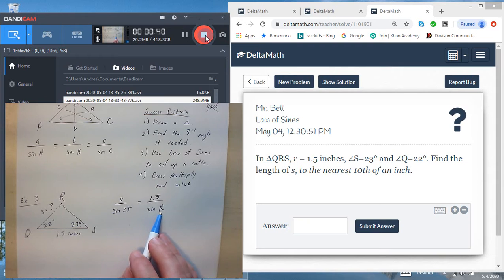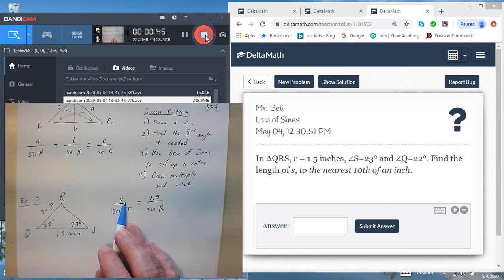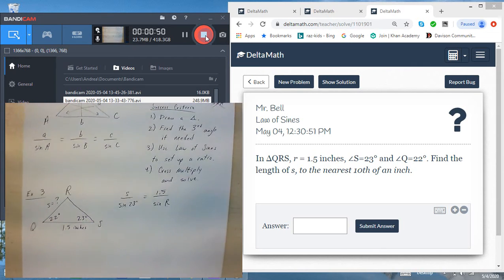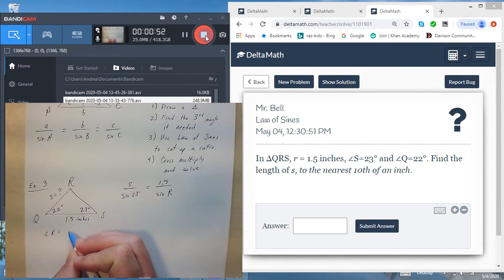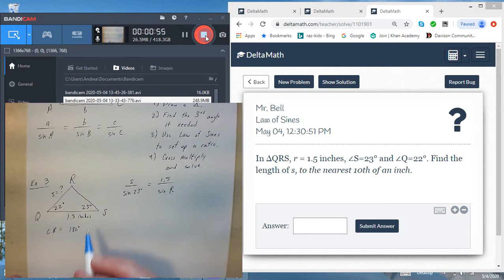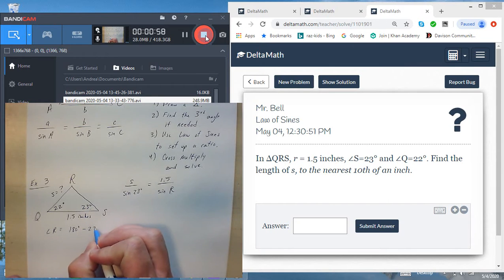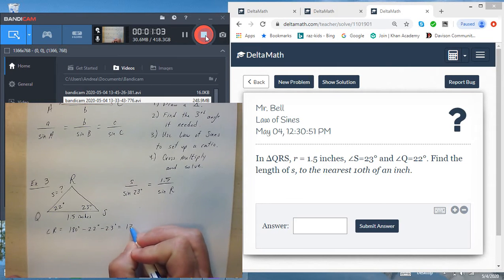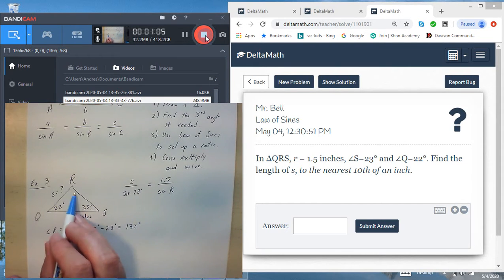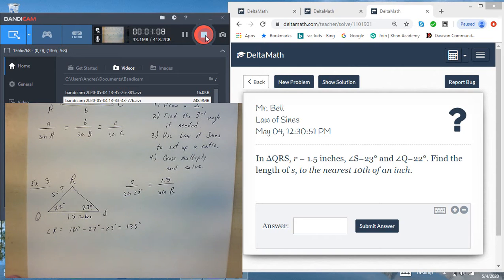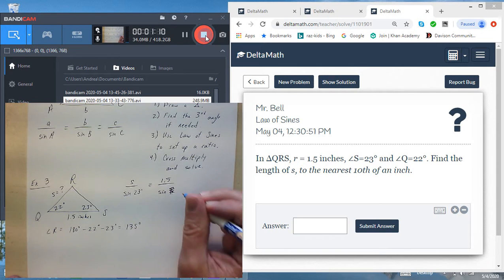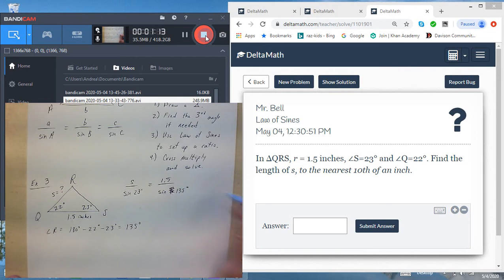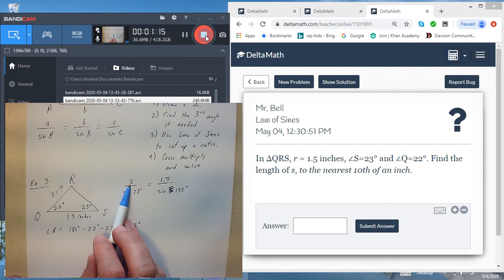We want to get down to one unknown. But if I had this angle, I would have one unknown, and I could find side S. So that's what we want to do right now. Let's go ahead and find angle R. Okay, so angle R will be 180 minus the other two angles in the triangle. Okay, since we know these add up to 180, we can do that to get angle R. Okay, so now I'm going to replace that with 135 degrees. Now I only have one unknown, side S.